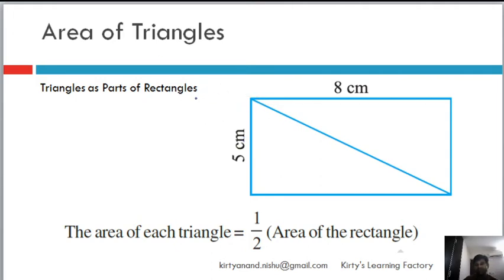See, this is a special kind of triangle. This is a right angle triangle. Why? Because I have drawn a rectangle ABCD here. Now I have drawn this rectangle, which means this is 5 centimeters, so this is also 5 centimeters. This is 8 centimeters, so this is also 8 centimeters. And I have drawn a diagonal.